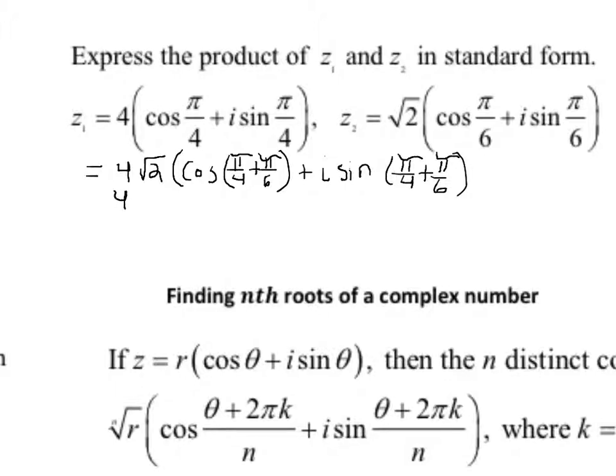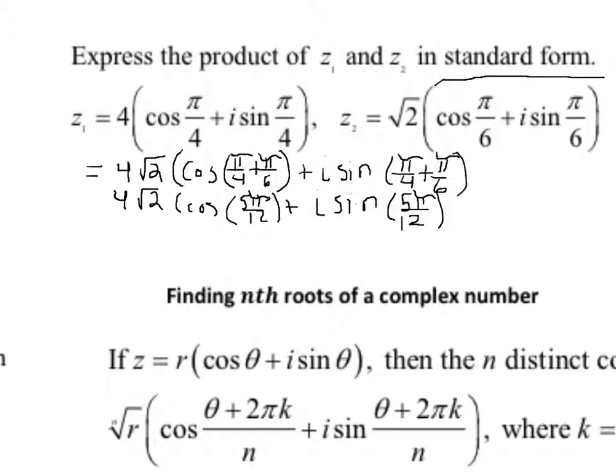And that would be 4 square root 2 cosine 5 pi over 12 plus i sine 5 pi over 12. Now those ones you don't know, and it said standard form, so that means calculate these.